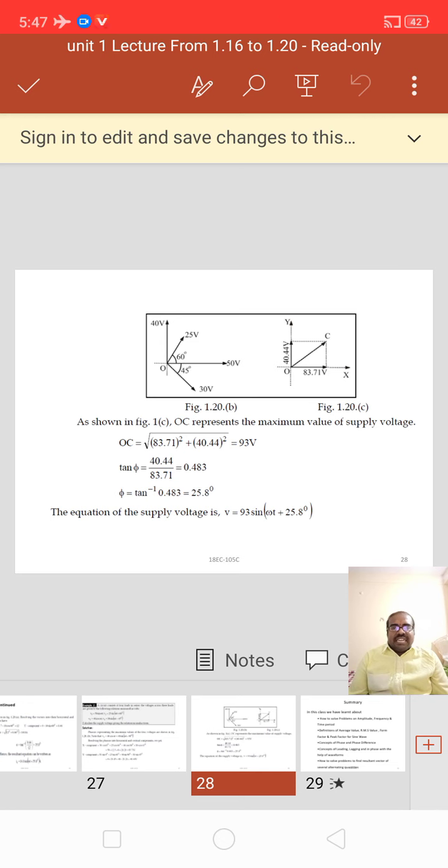OC equals the resultant vector, that is root of 83.7 whole square plus 40.44 whole square. By computation we get 93.93 volts, and tan phi equals 40.44 by 83.71, that equals 0.483. Phi equals tan inverse of 0.483, that equals 25.8 degrees. The equation of the supply voltage is V equals 93 sin of omega t minus 25.8 degrees volts.